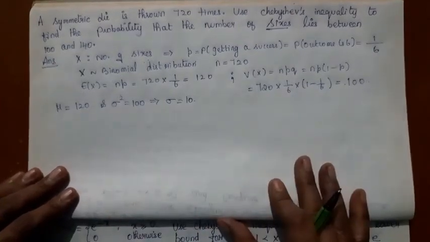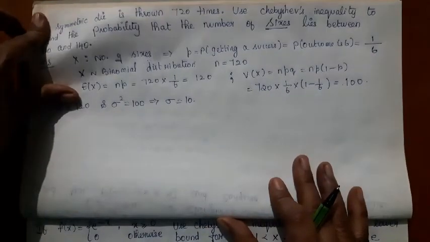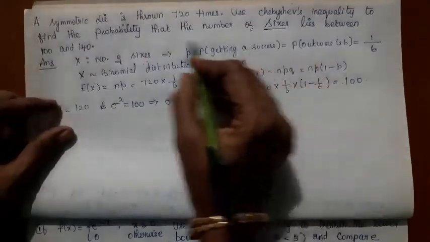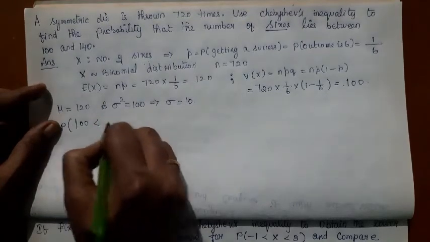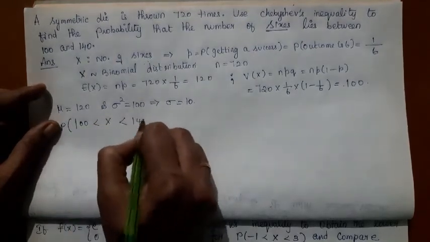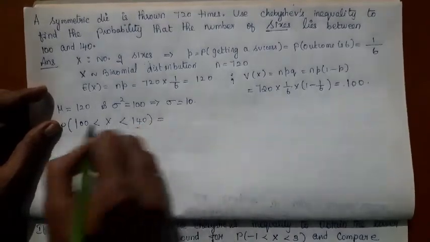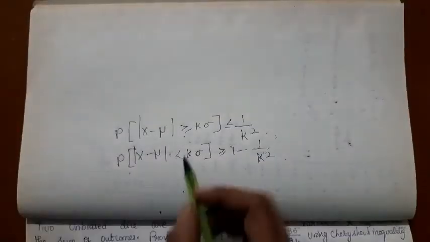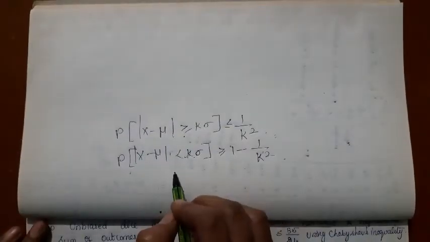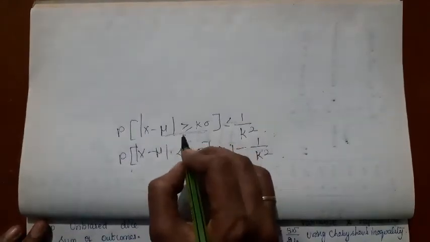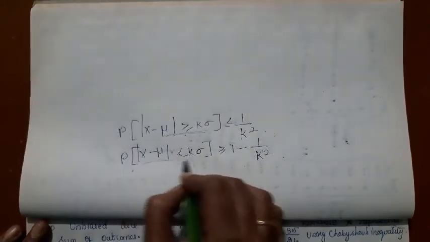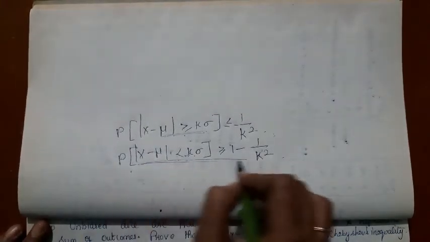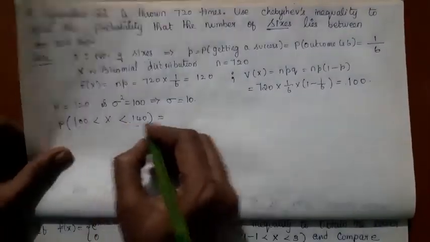Now among the two inequalities, which inequality will suit the purpose? You want the probability that x lies between, that is, the number of sixes lies between 100 and 140. This is what you require. Based on your requirement, let us identify which inequality will suit the purpose. This one is talking about greater than or equal to. This one is talking about less than. So let us consider this inequality. This will suit the purpose. That is how you should select.